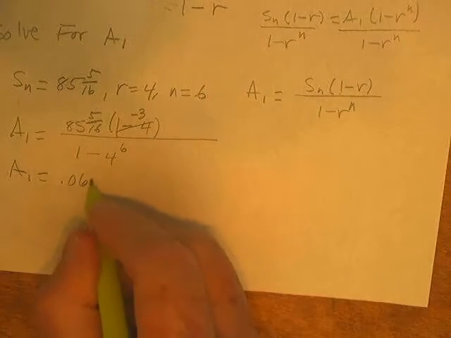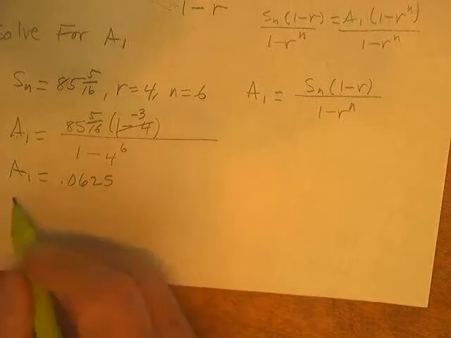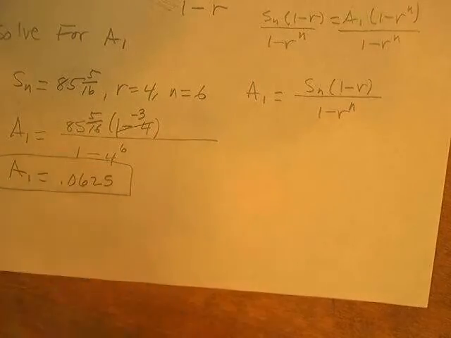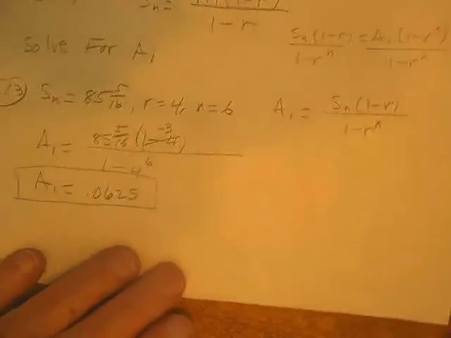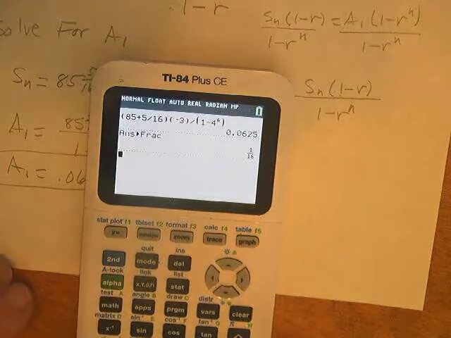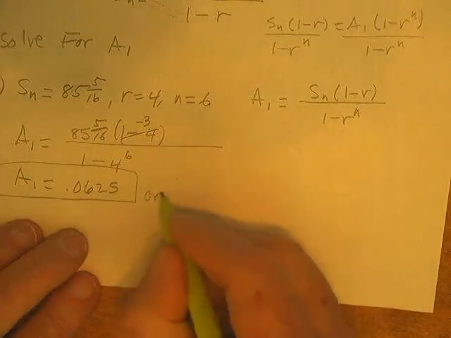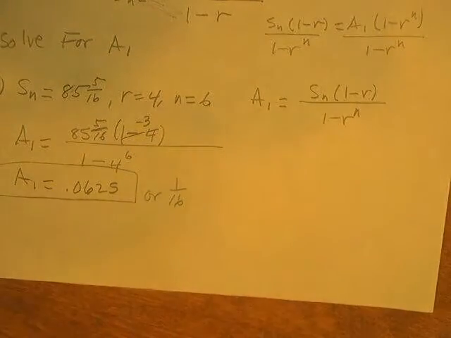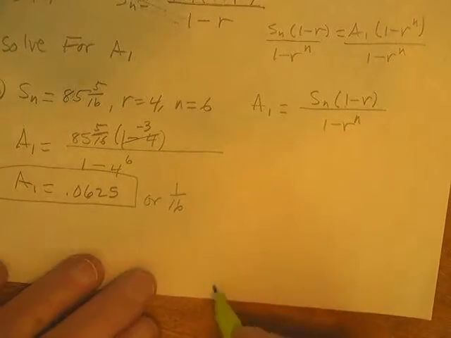A1 is 0.0625. It's a terminating decimal. Don't round any of these. Now, if you prefer, you can do math, enter, enter. It'll change that to a 16th. Okay, so there's that one. We're pretty good on it.